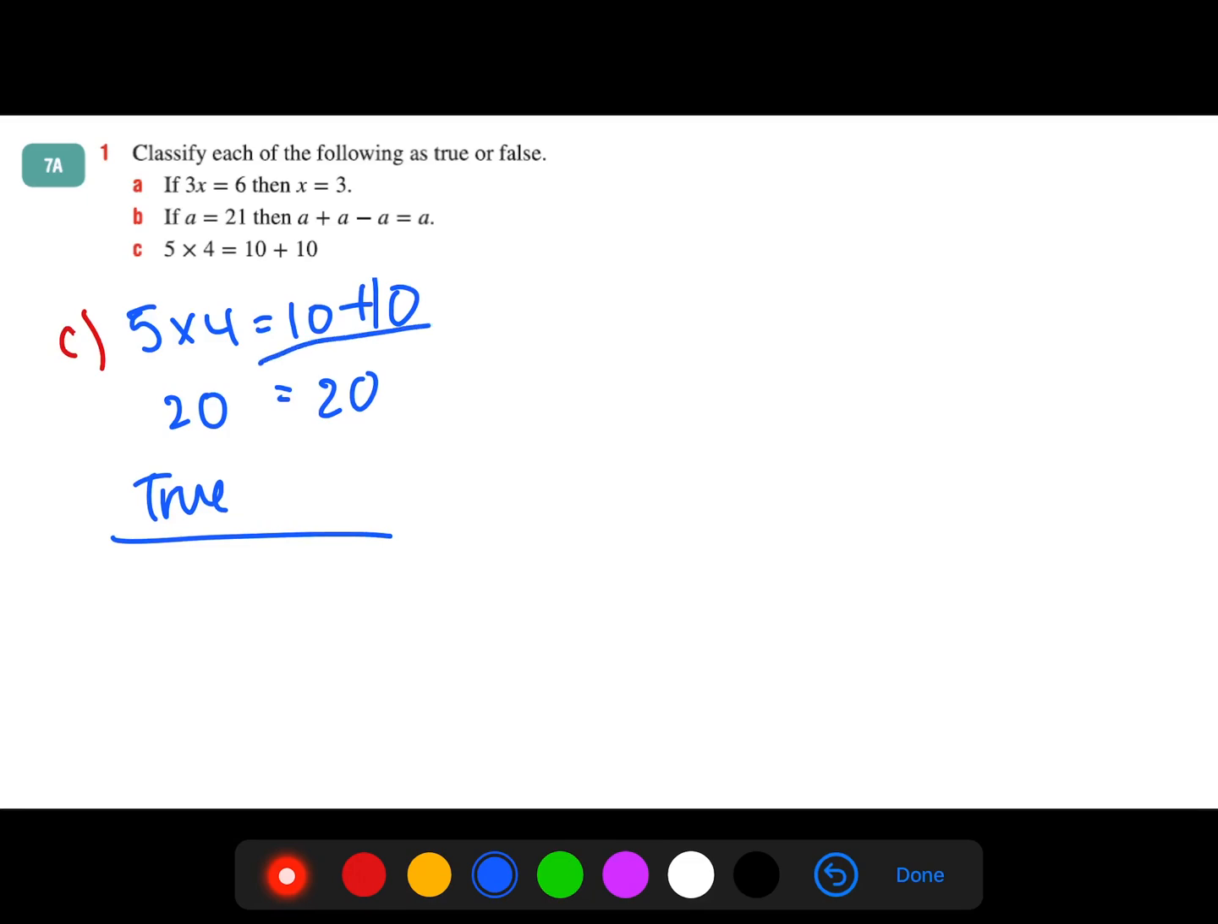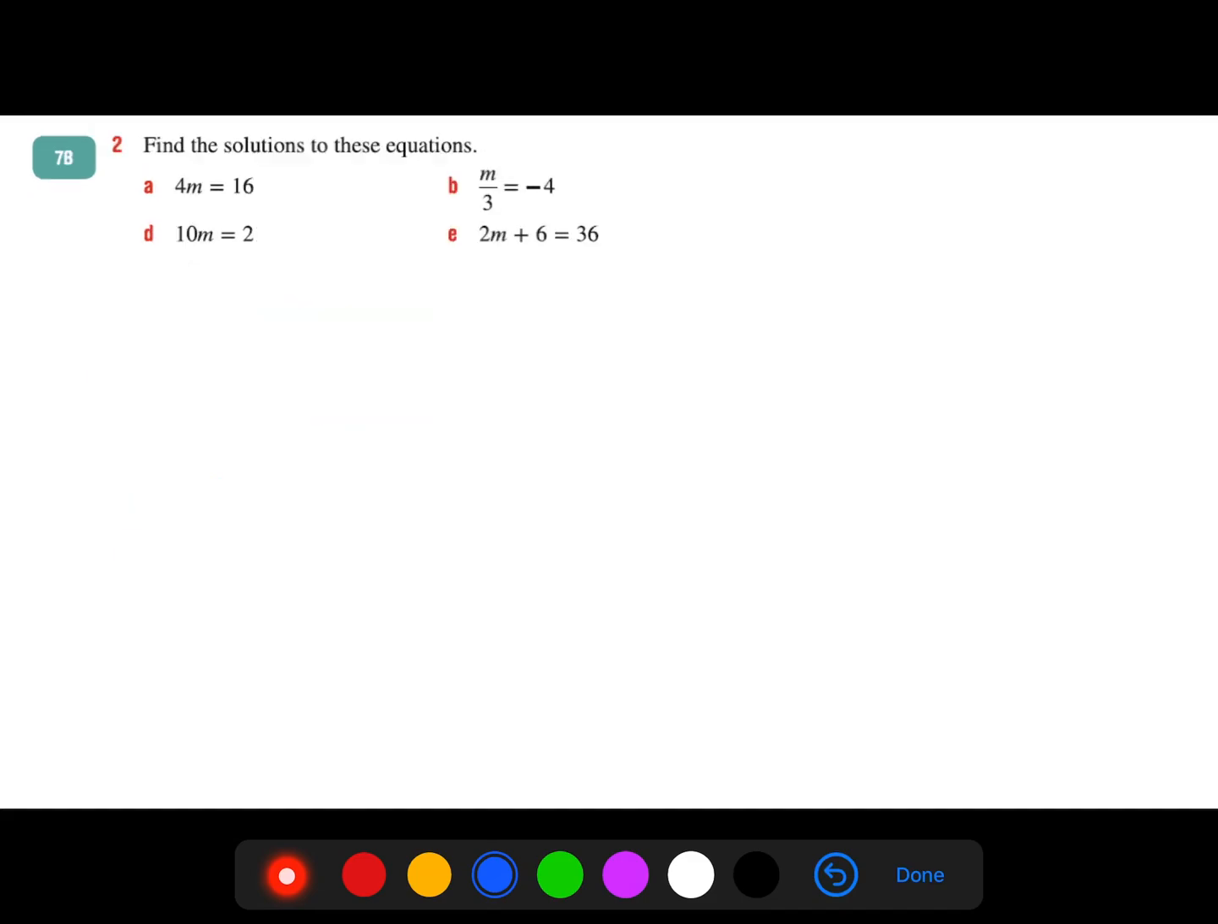So this is what you need to do for exercise 7A. You need to identify each of the equations, whether they are true or false. Now 7B is using algebra to find the solutions to these equations. See how the letter m is here? I need to solve what they are.